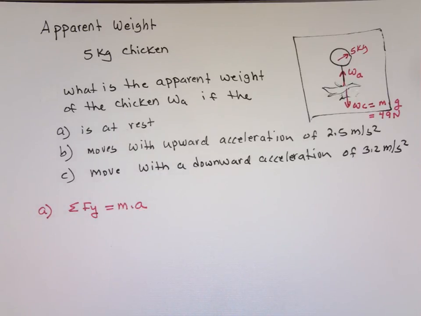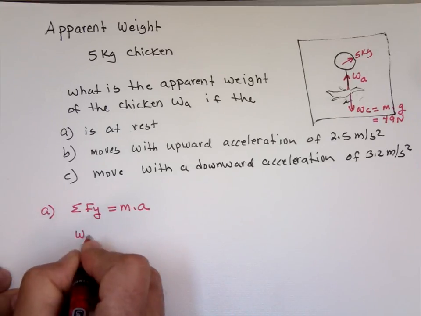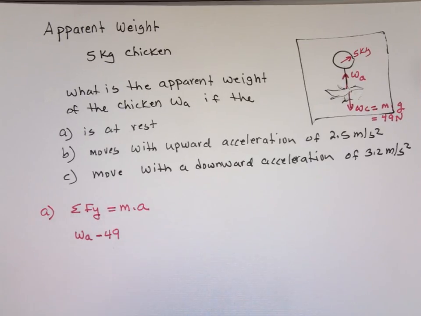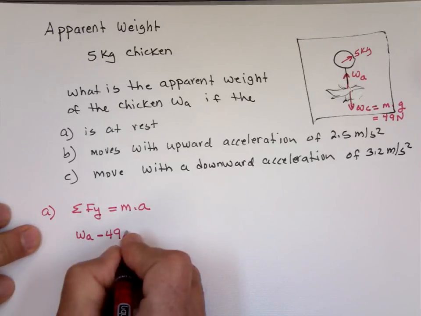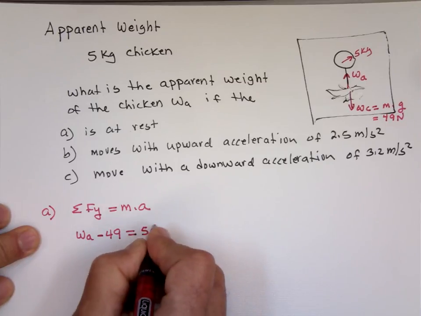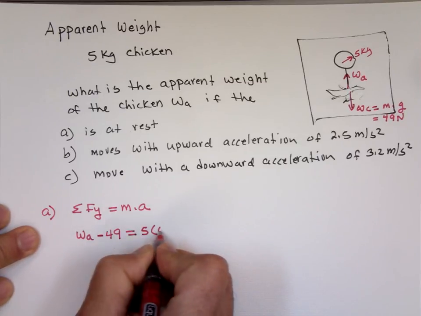Now the elevator is now moving. You want to use up as positive, down as negative? So the net force is going to be WA minus the 49, right? Up is the plus, down is the minus. That has to equal the mass times the acceleration. What's the mass of the chicken? 5, and what's the acceleration? 0, it's not moving. Can we do the math?